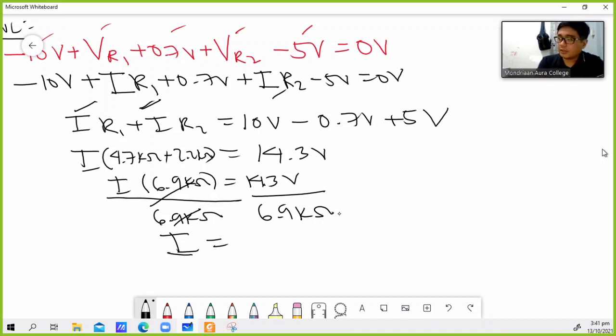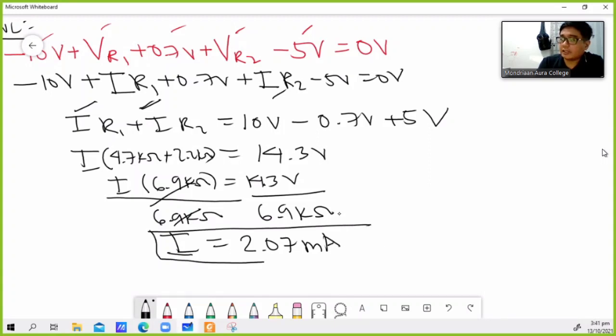So this is equal to 2.07 volts over kilo ohm. Automatic na milliamperes yan. Okay, so na-solve na natin yung kuryente na letter I, kasi isa yun sa mga pinapahanap. Next, V1 tsaka V2 or V sub R1 tsaka V sub R2 is the same thing.